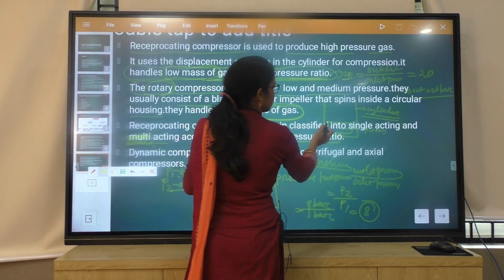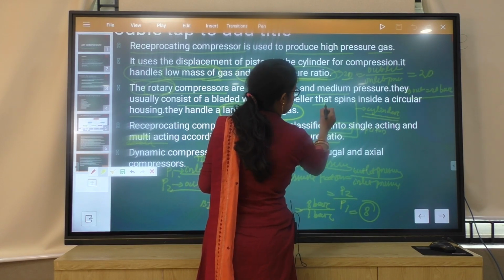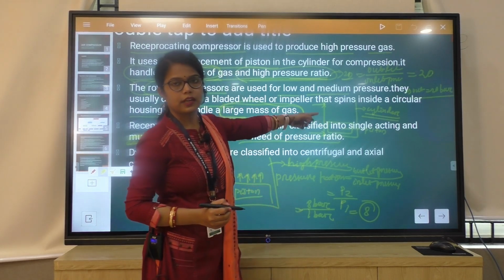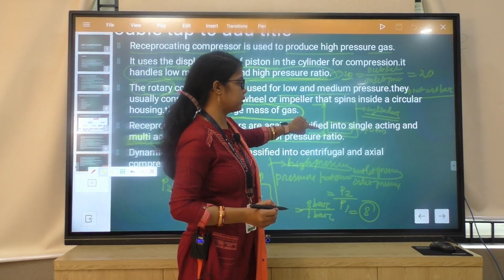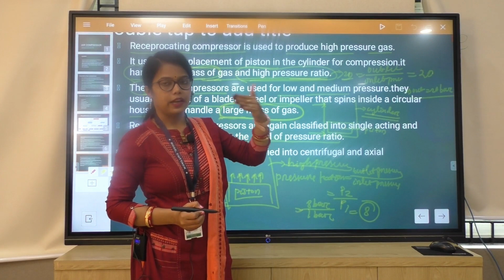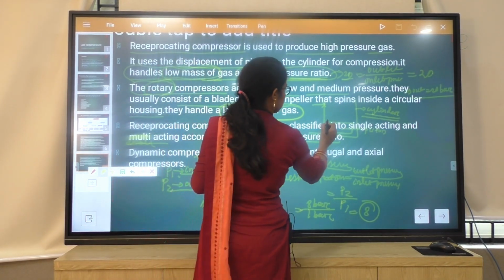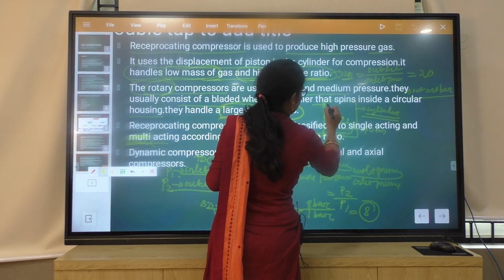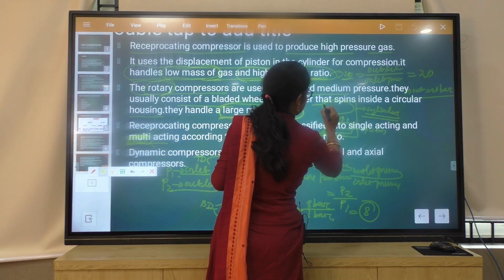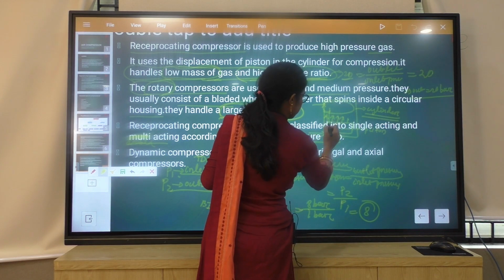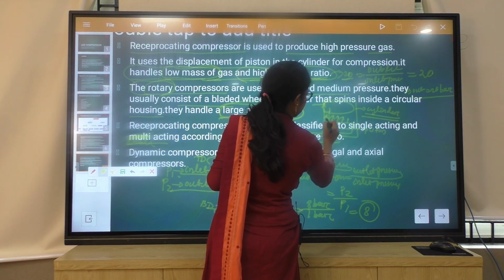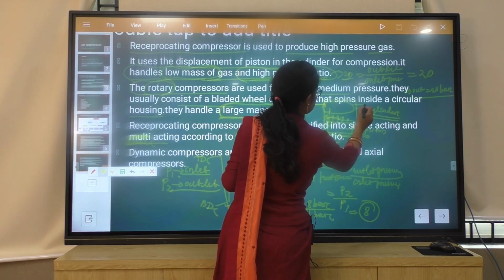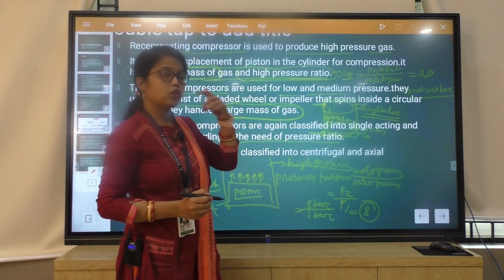If at both sides of the piston the inlet will be there, then it is called double acting. That means when the piston is moving upward, it compresses the air of the upward portion, and when the piston is moving downward, it compresses the air of the downward portion. This is the inlet, this is the outlet, this is the inlet and this is the outlet. Clear? This is called double acting.